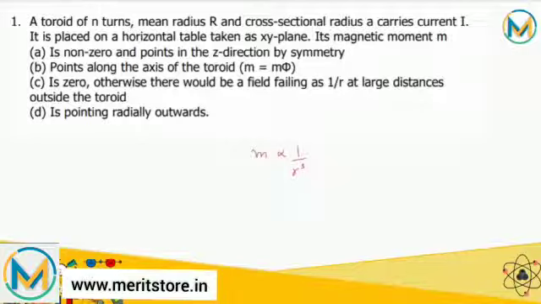So the correct answer for this question is option C, that is 0. Otherwise there would be a field falling as 1 upon r cube at a large distance outside the toroid. Option C.